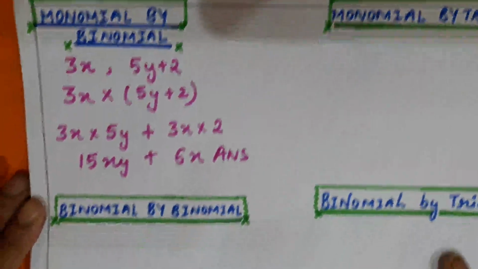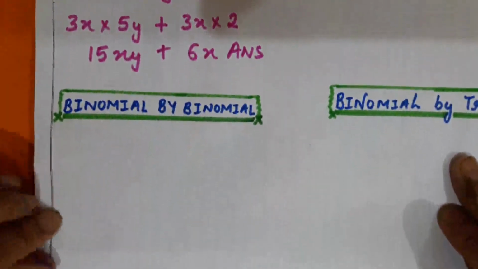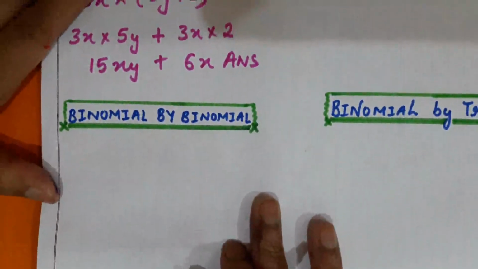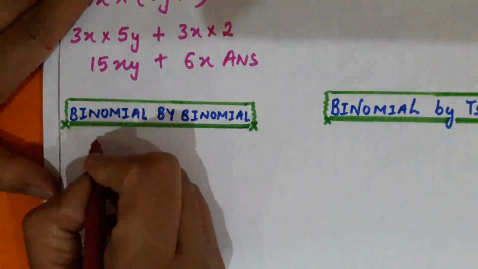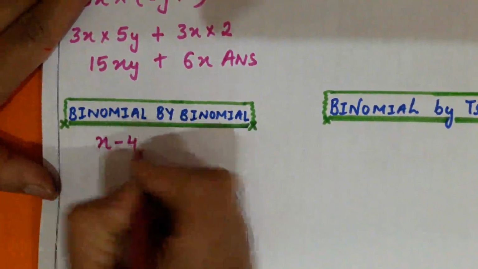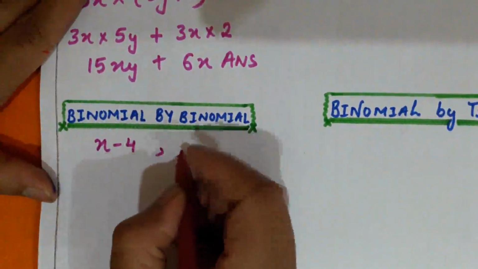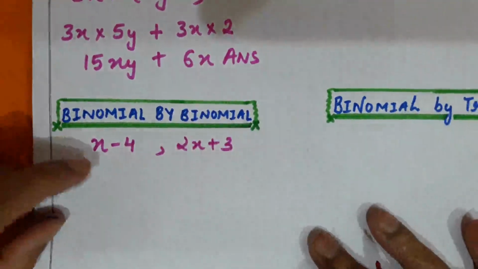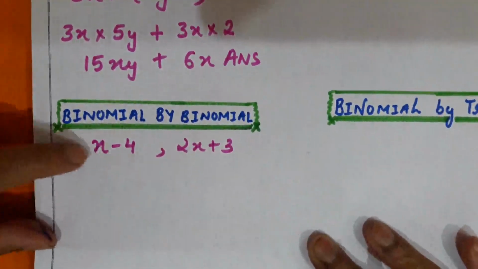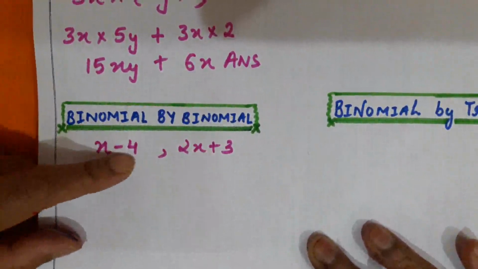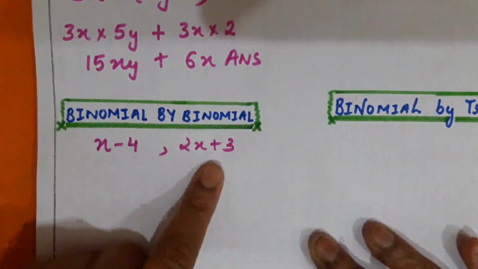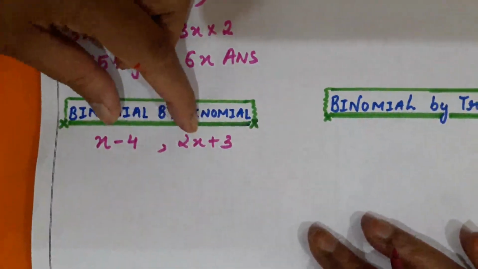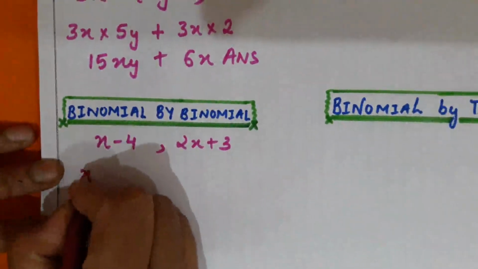Now the next topic is binomial by binomial. Both binomial terms are going to be multiplied with each other. x minus 4 and 2x plus 3. In the first binomial, x is one term and minus 4 is another term. In the second expression, 2x is one term and 3 is another term. So both are binomials. Let's multiply.